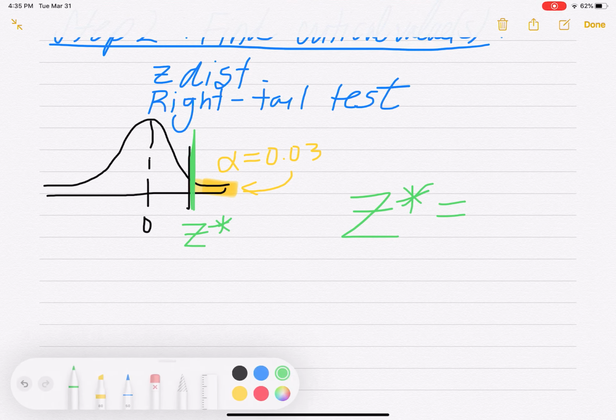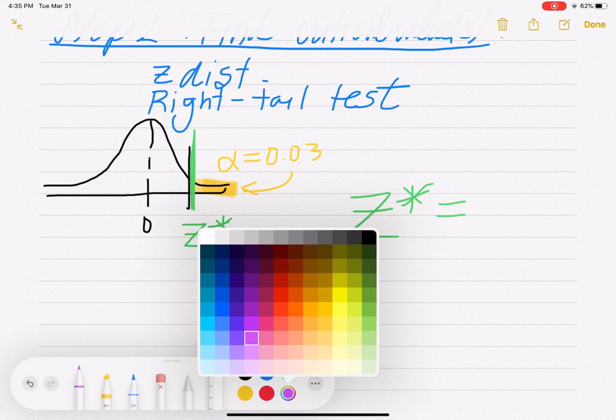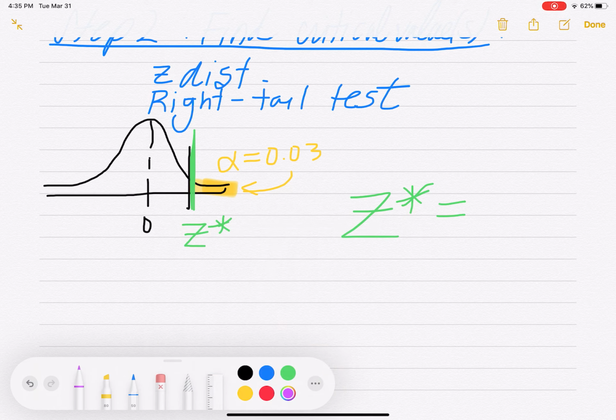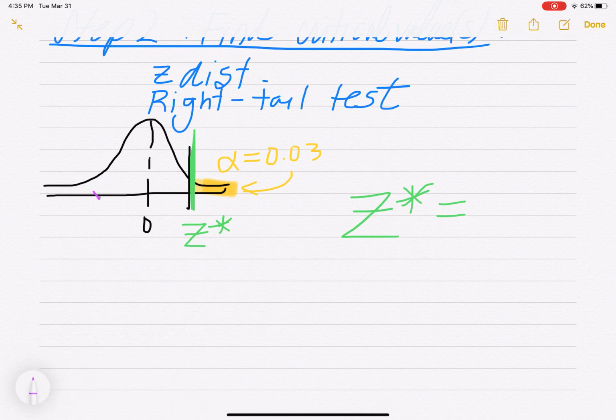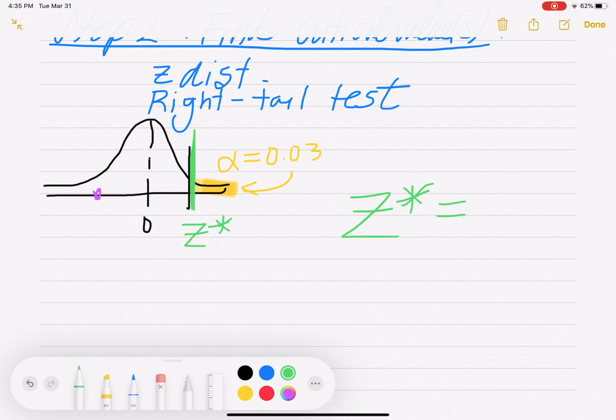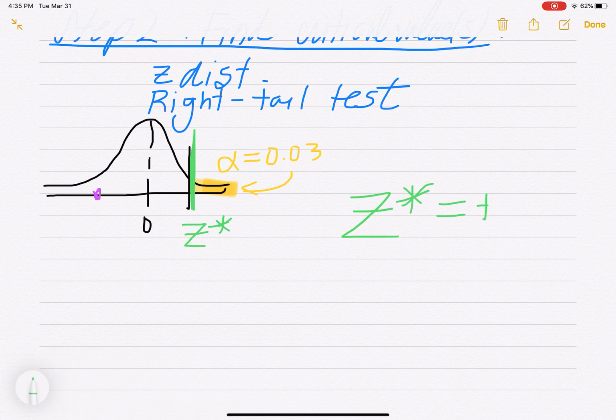Now that would be falling over on this side. So we don't want a negative z-score, we want a positive z-score. Ours is on the opposite side, so we're just going to make ours positive: positive 1.88.